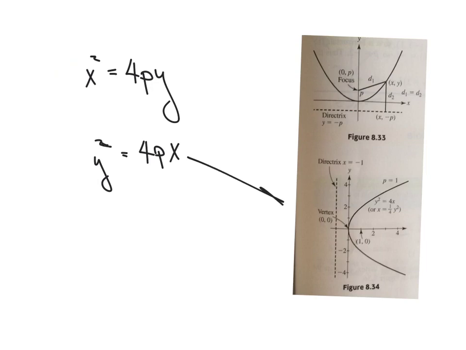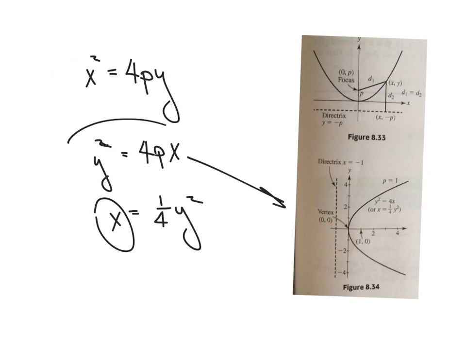Okay, so that is the formula for that. A lot of times they will write this as x equals 1/4p y squared. Okay, so if you're looking for the x, you're going to take 1/4p y squared. All I did was take this and solve it for x and get 1/4p y squared for that.